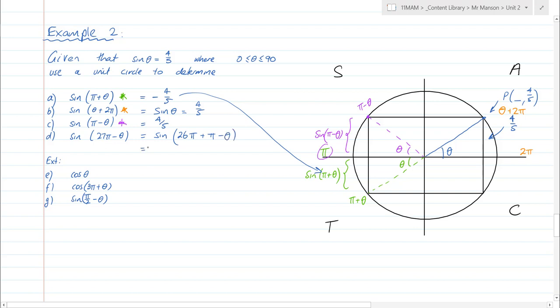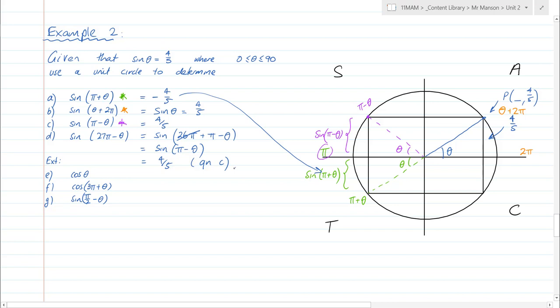And that 26 pi rotation is 13 times around the circle. Sorry, this way around the circle for you guys. So 13 times I've gone around the circle, and those 13 times get me back to where I started. So I'm actually just going to remove the 26 pi. This is now equal to sine of pi minus theta, which is equal to 4/5, because this is question C.